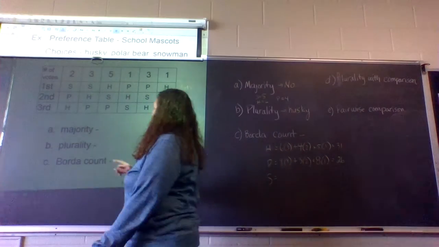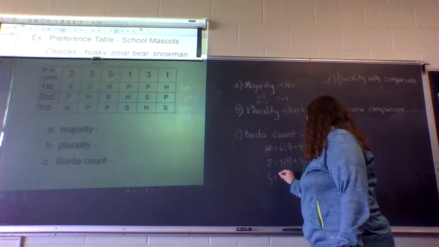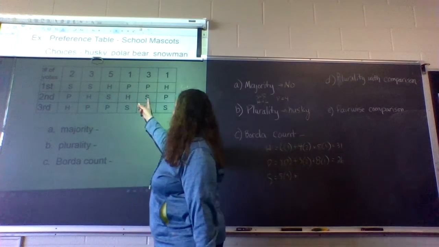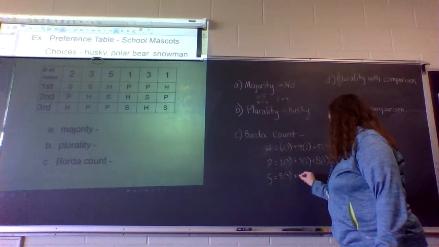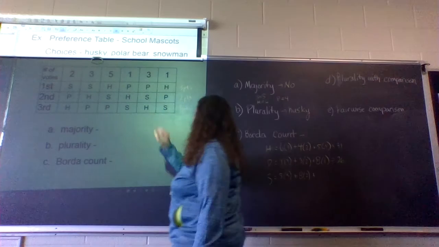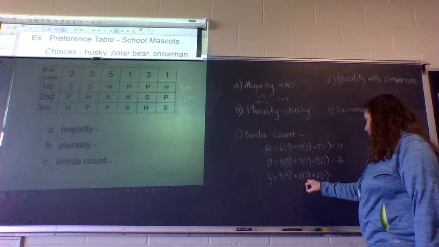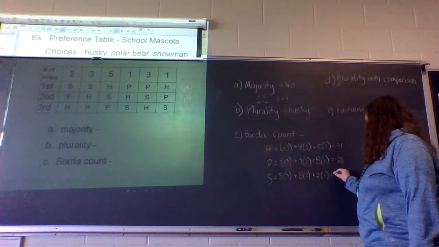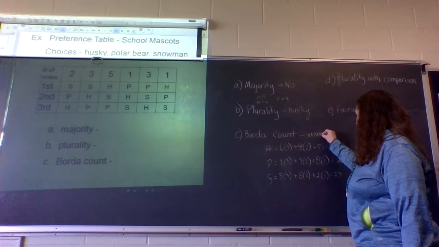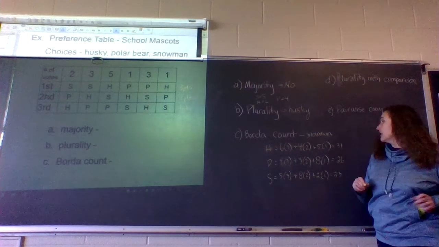And then for Snowman, they have 2 plus another 3 is 5 people who gave it 3 points. Plus, in the second row, 5 people plus another 3, that's 8, who gave it 2 points. And in the last row, we've got 1 plus 1, so 2 people gave it 1 point. So 15 plus 16 is 31, plus another 2 is 33. So it looks like Snowman wins, because it has 33 points and Husky only has 31.